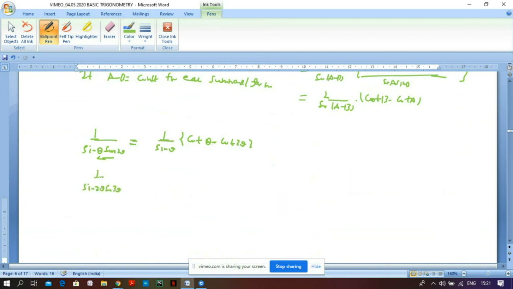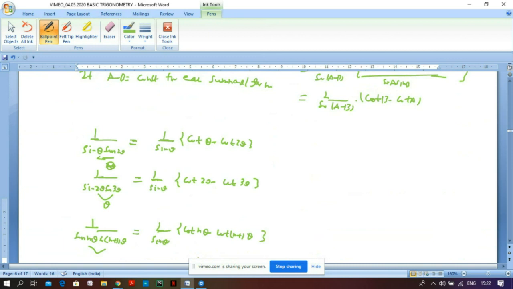Sine 2 theta, sine 3 theta: again the difference is theta, so this is 1 upon sine theta times cot of 2 theta minus cot of 3 theta. So it goes on like this. Suppose I write the last term, the nth term: it will be sine n theta and sine (n plus 1) theta. That is again 1 upon sine theta, because its difference is constant, theta, and you get cot n theta minus cot of (n plus 1) theta.